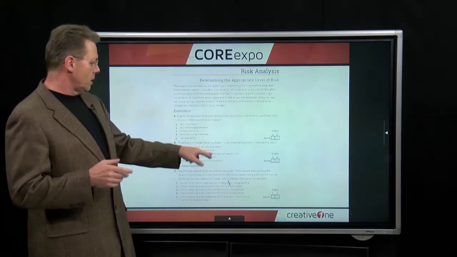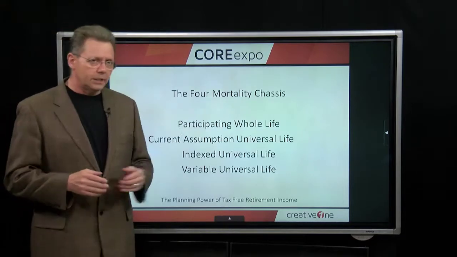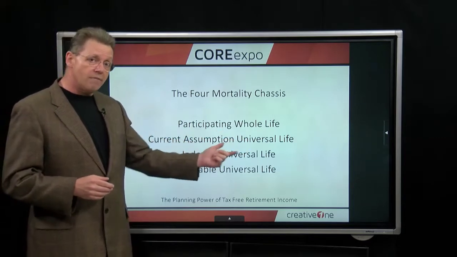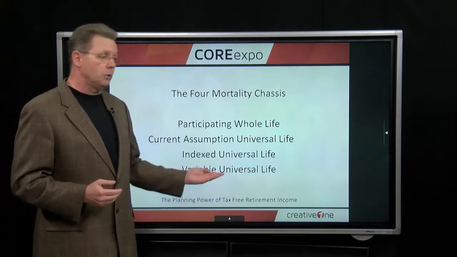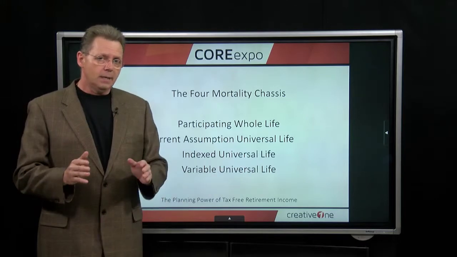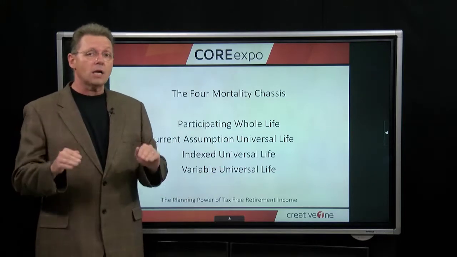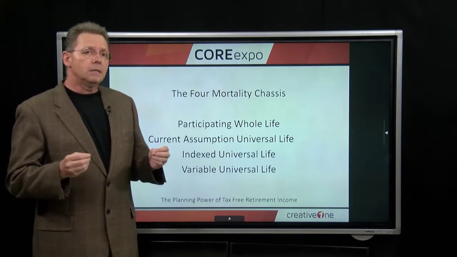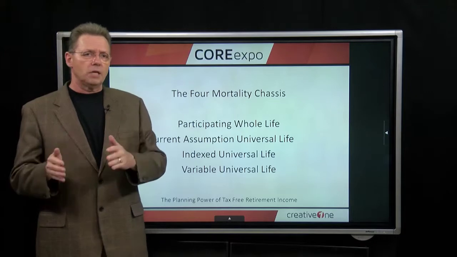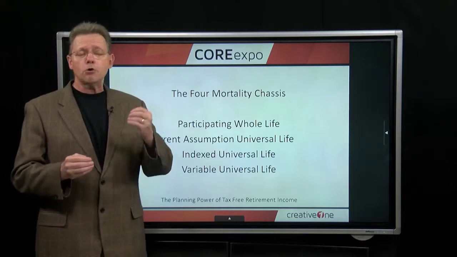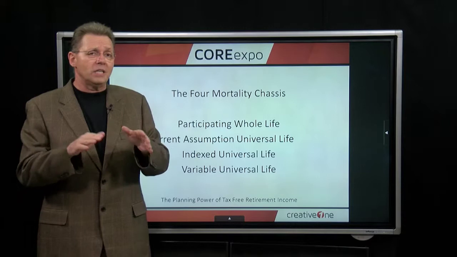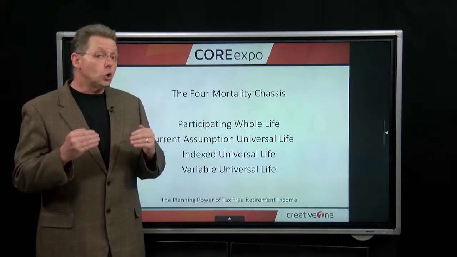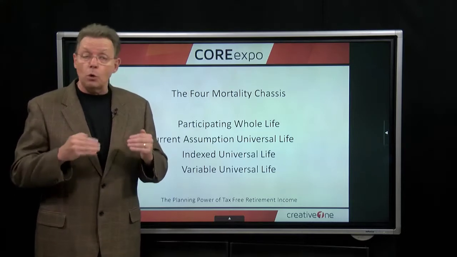Because there are so many out there, I want to be able to look at the 4 mortality chassis: participating whole life, current assumption universal life, index universal life, and variable universal life. Keep in mind that even though we talk about index life a lot, and this is where I've gained a little bit of fame online, most people say you can never lose money with indexing. But actually, if you didn't credit anything in any one given year with an index life product, you still have expenses to pay in the policy.